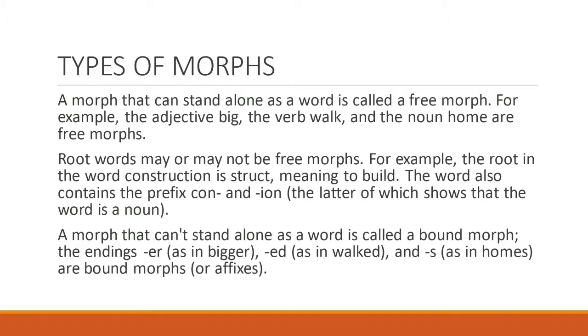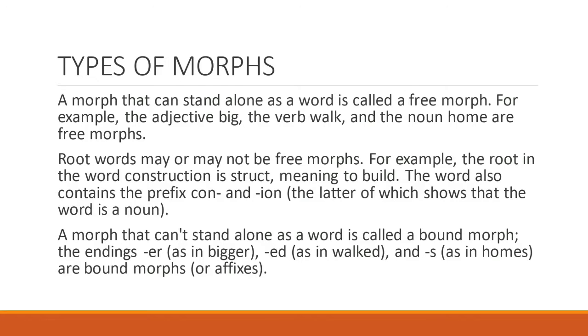Root words may or may not be free morphs. For example, the root in the word construction is struct, meaning to build. The word also contains the prefix con and ion, the latter of which shows that the word is a noun. A morph that can't stand alone as a word is called a bound morph. The endings er as in bigger, ed as in walked, and s as in homes are bound morphs, or we can call them affixes.